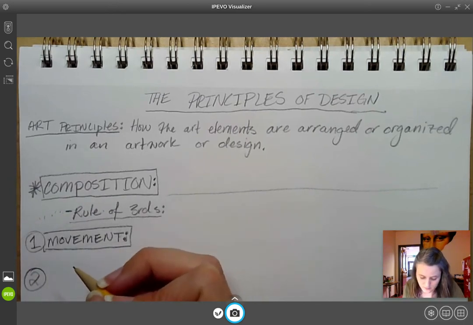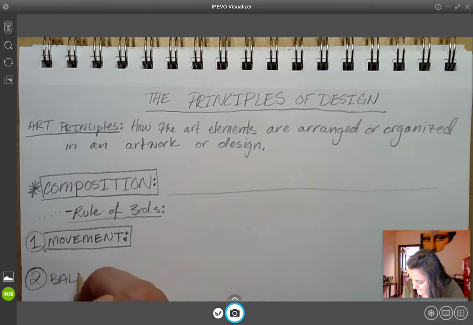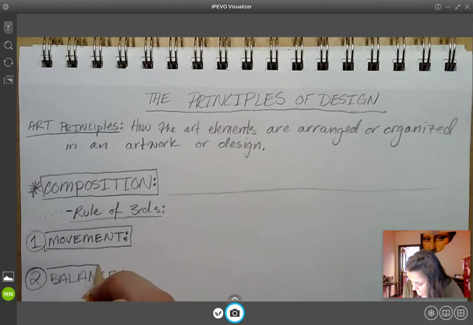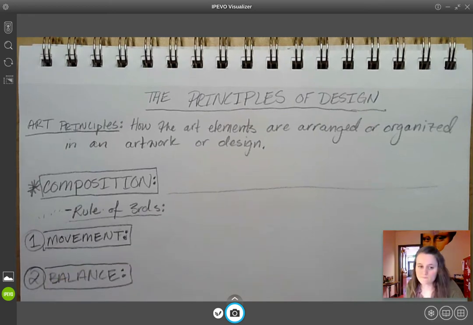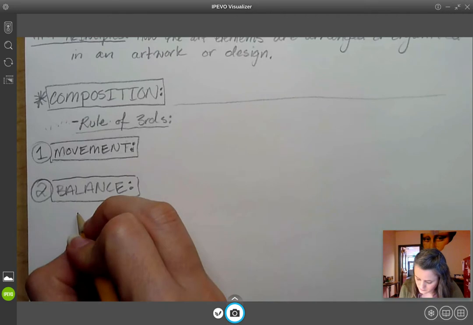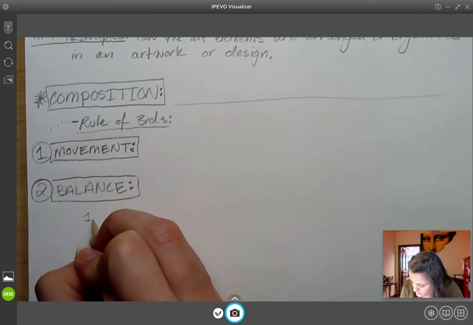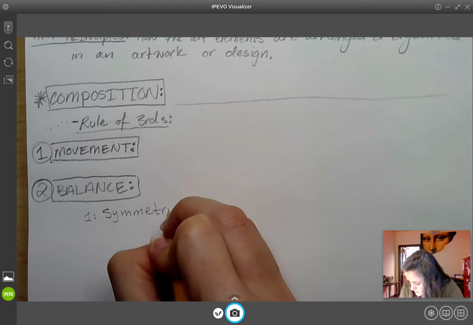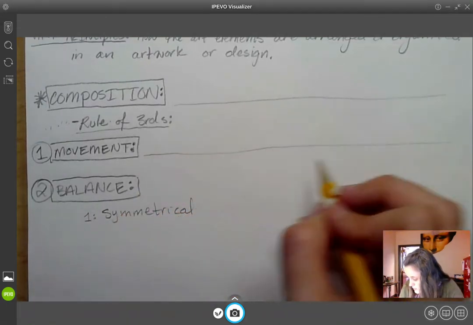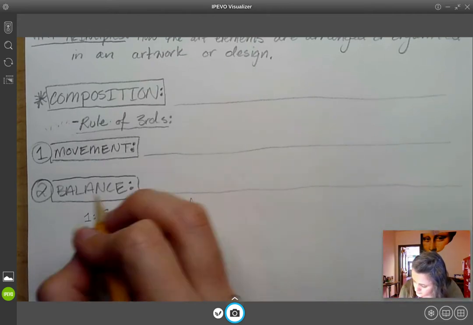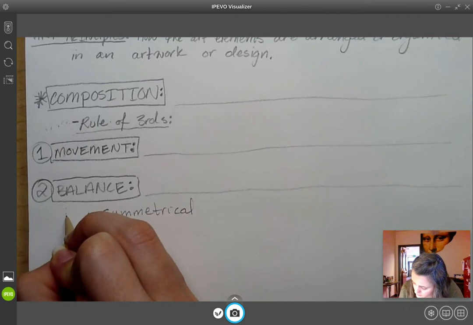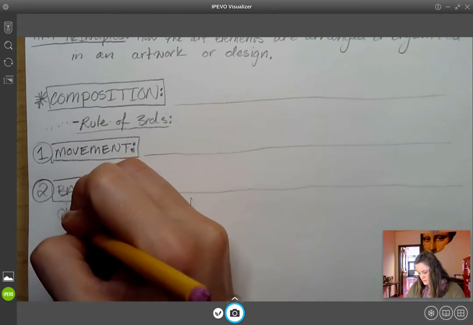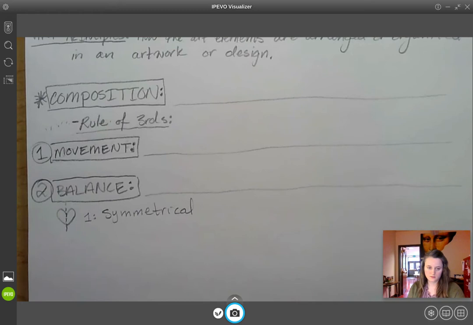Number 2 is balance. And there are 2 different kinds of balance. So we're going to have our 1 symmetrical. And I'll go ahead and draw lines for each of these definitions. And symmetrical, you can even do a quick visual definition. A heart or a butterfly, those are 2 very common symmetrical shapes.